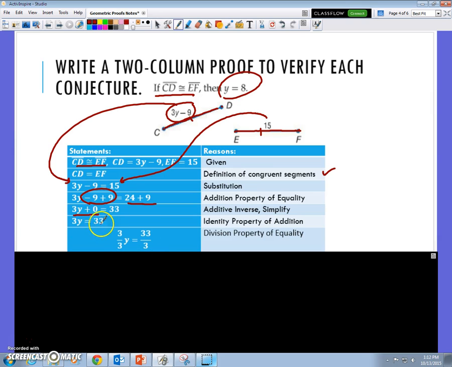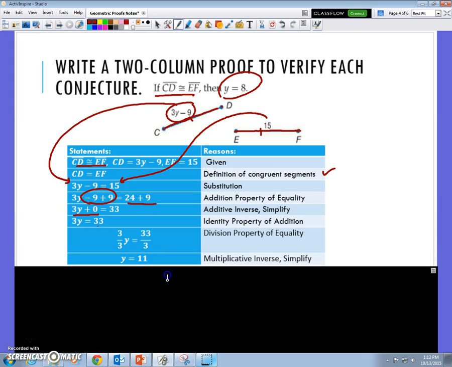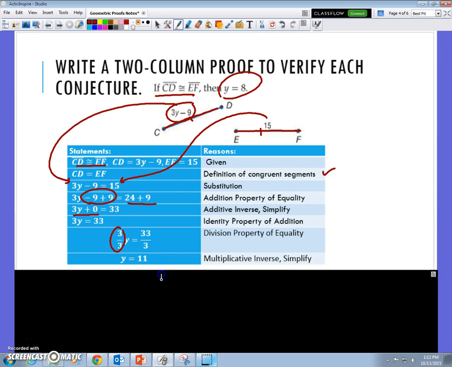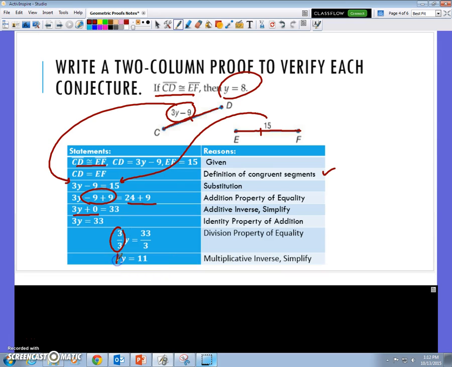When I divide both sides by 3 to help solve for y, that is the division property and the multiplicative inverse property. 3 divided by 3 is 1. And you know what? I'm going to put 1y there, and I'm going to add to my proof here. I'm going to say 1 times y is still y, so that is the multiplication or multiplicative identity property. Put that in there too.